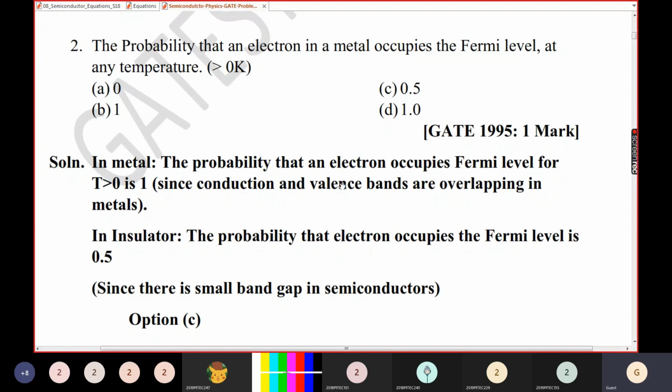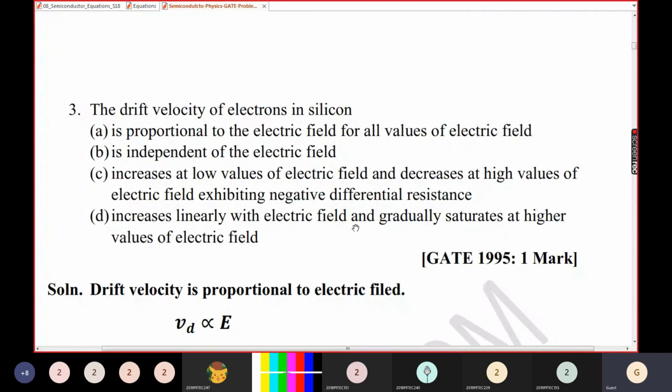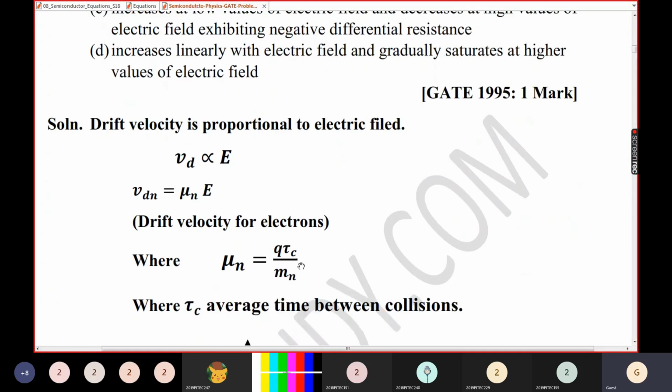It is 0.5. Here they have given the value of electrons that occupy the Fermi level at 0 Kelvin, so it is equal to 0.5. Third question, the drift velocity of electrons in silicon. What is the drift velocity of electrons in silicon? We all know the formula: Vd is directly proportional to E. The same thing they have given here. Vd is directly proportional to E.